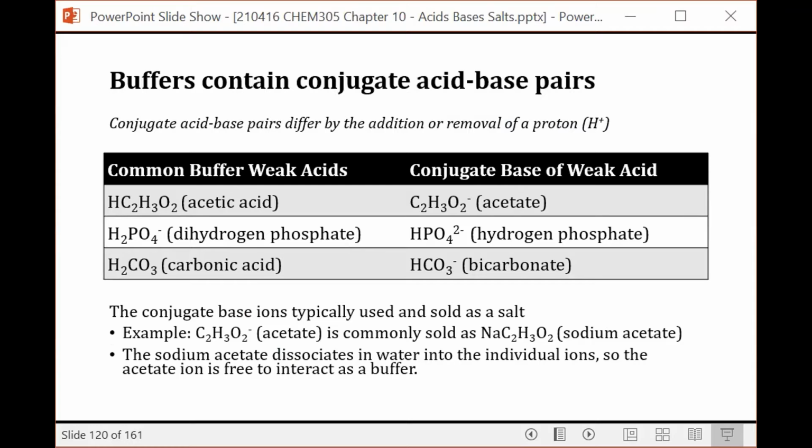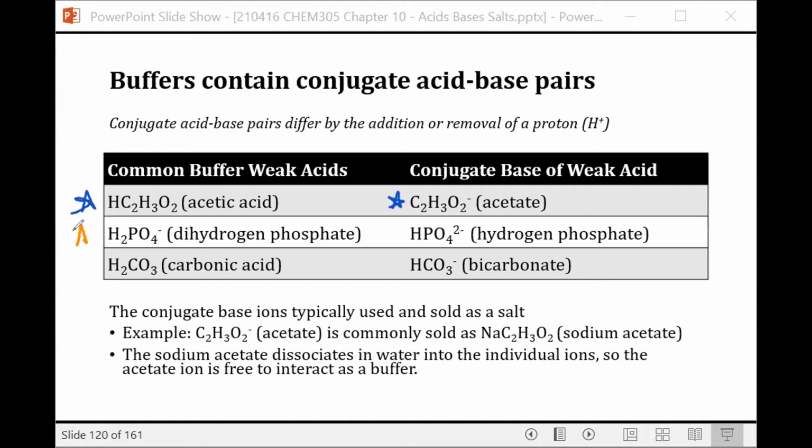So these are some common acid conjugate base pairs. Acetic acid and its conjugate base acetate make a great buffer system. You have a weak acid that could react with some added base to neutralize it. You also have the conjugate base of acetic acid, acetate, and this would react with any added acid to neutralize that. So the pH overall wouldn't change very much.